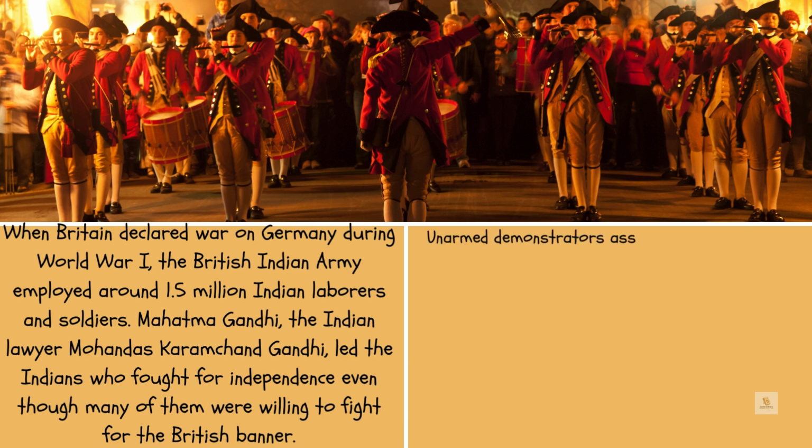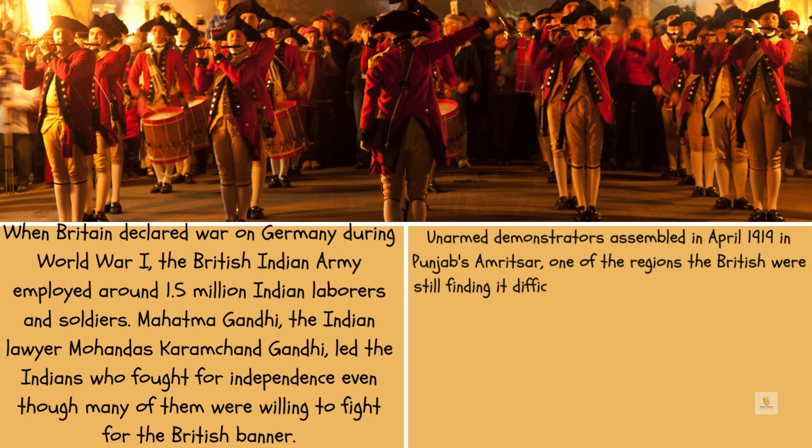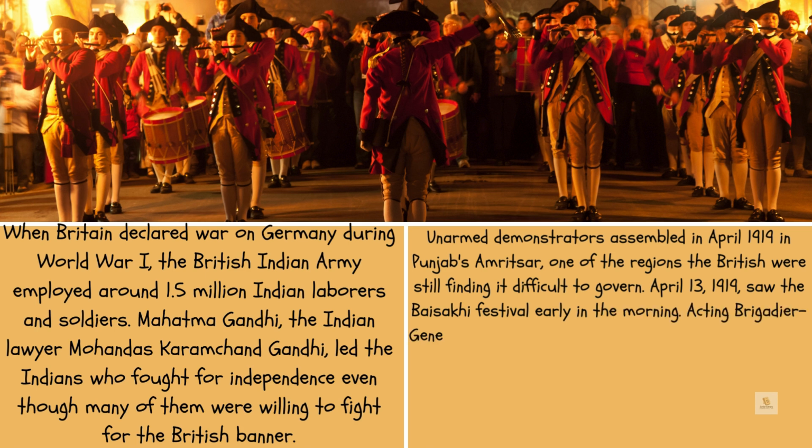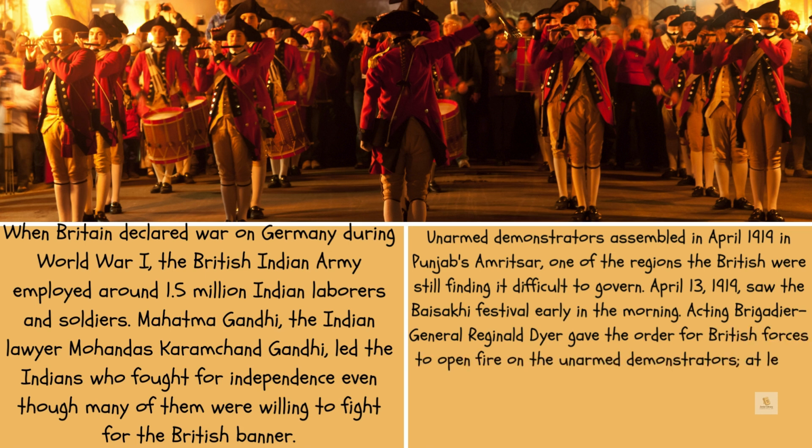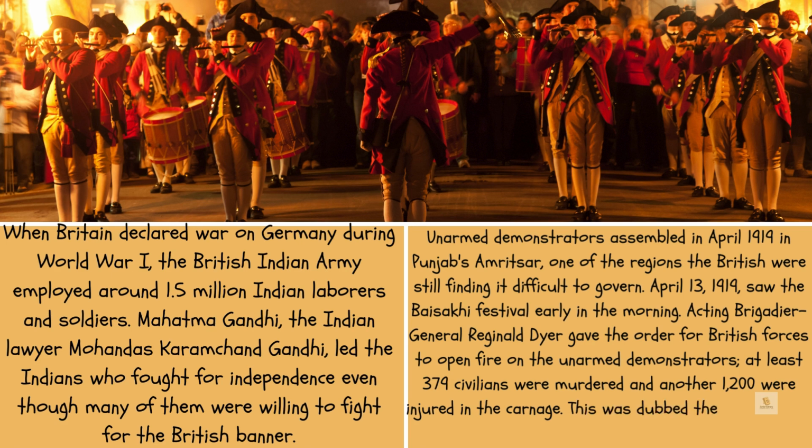Unarmed demonstrators assembled in April 1919 in Punjab's Amritsar, one of the regions the British were still finding it difficult to govern. April 13, 1919, saw the Baisakhi festival early in the morning. Acting Brigadier General Reginald Dyer gave the order for British forces to open fire on the unarmed demonstrators. At least 379 civilians were murdered and another 1,200 were injured in the carnage. This was dubbed the Jallianwala Bagh Massacre or the Amritsar Massacre.